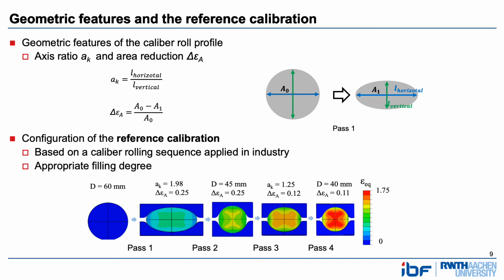In the case of the round-over-round sequence, the axis ratio and the area reduction, defined by these two equations, are the most relevant geometric features. Based on a caliber rolling sequence applied in industry, we designed a reference calibration. Here are the geometric features of this reference calibration. We can also see that it already has good filling degrees in each pass, and we started with this reference calibration and did an optimization for it.